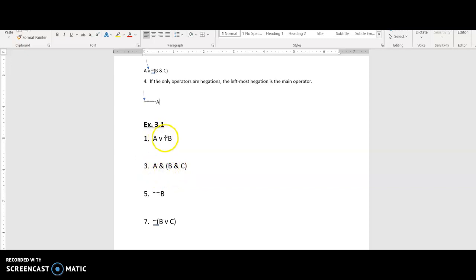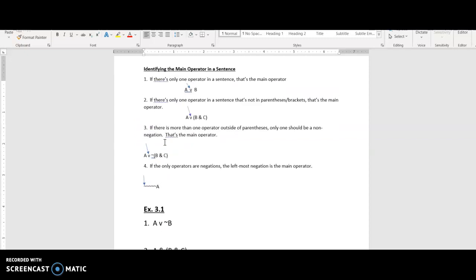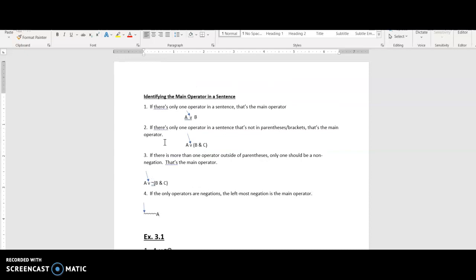Same here. There's two operators. There's disjunction and the negation. The negation only applies to the B, though, whereas the disjunction connects both. So the disjunction is the main operator. That's the definition of the main operator: the operator with the widest scope. But here are some simple rules for identifying the main operator if the scope thing isn't clicking right away.